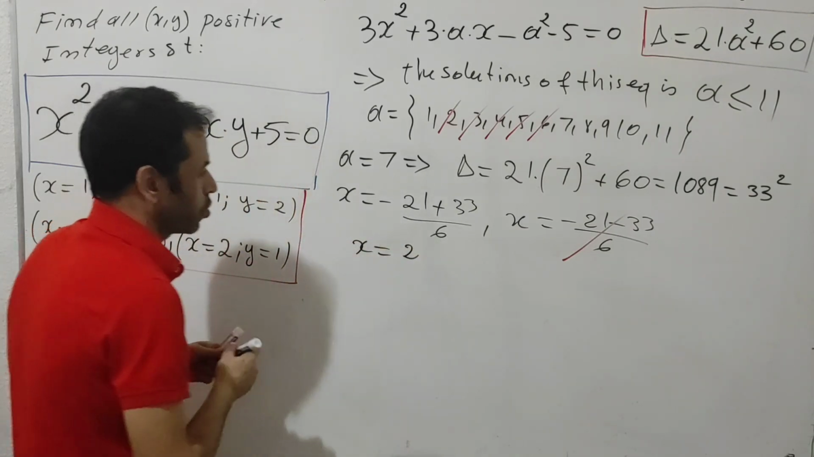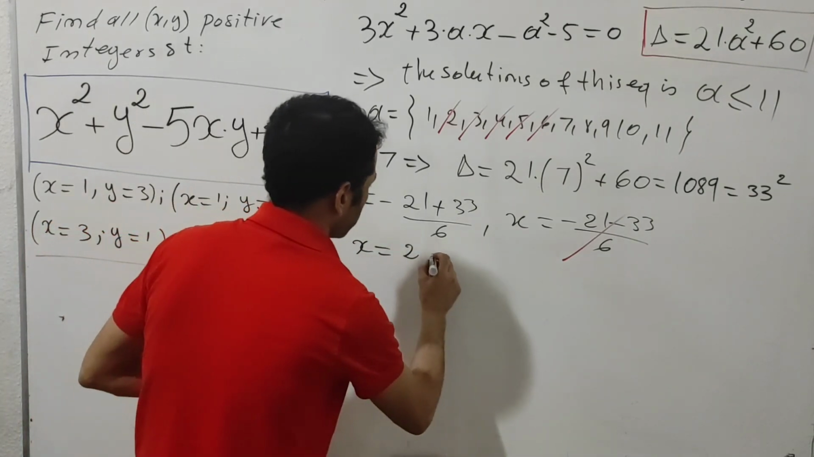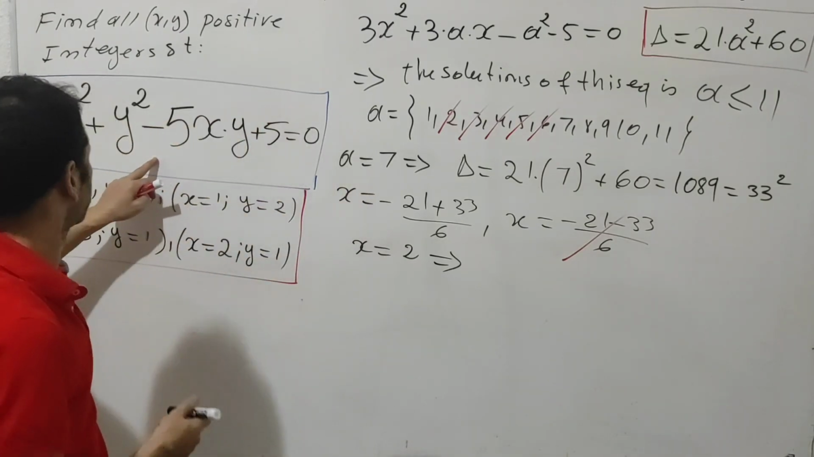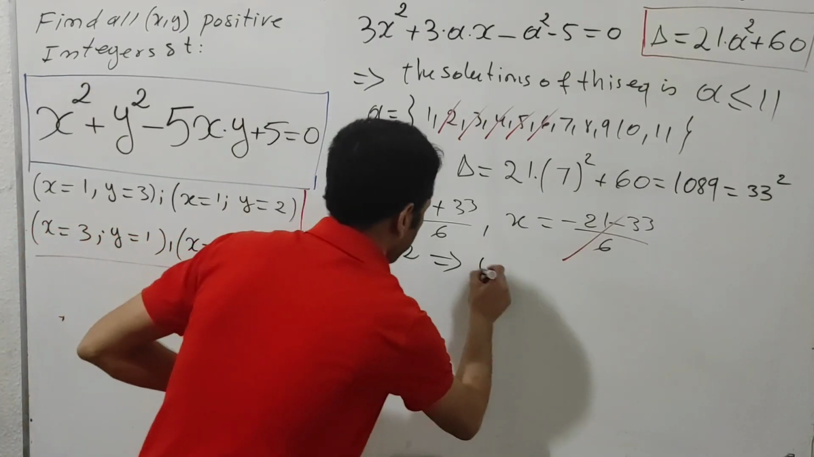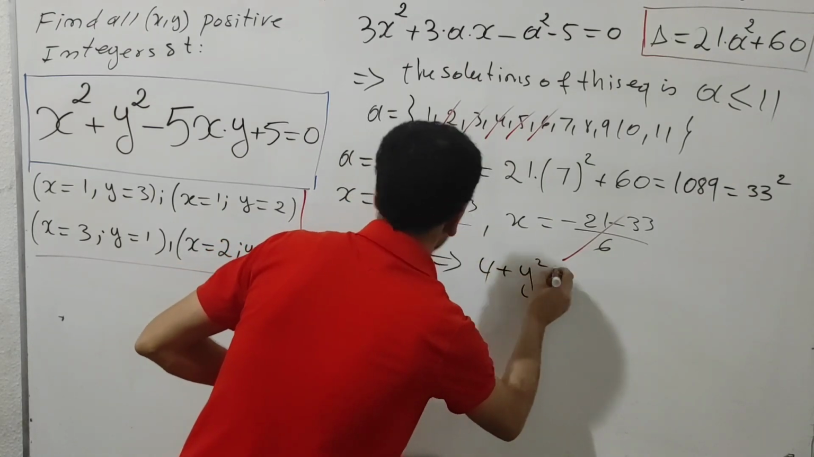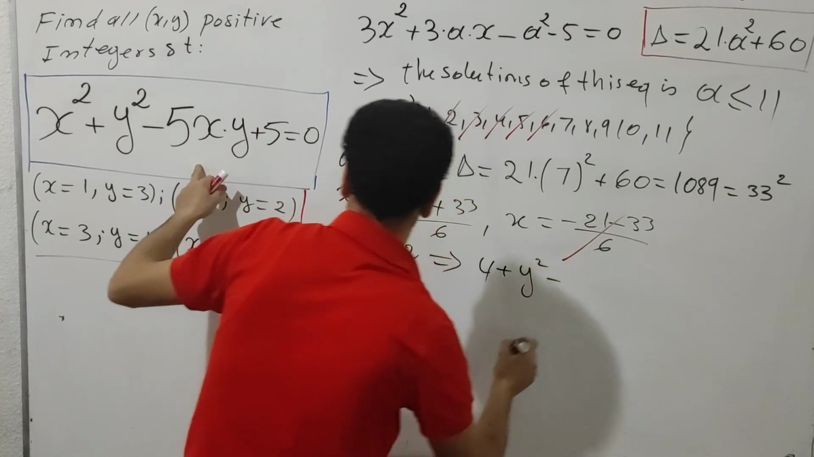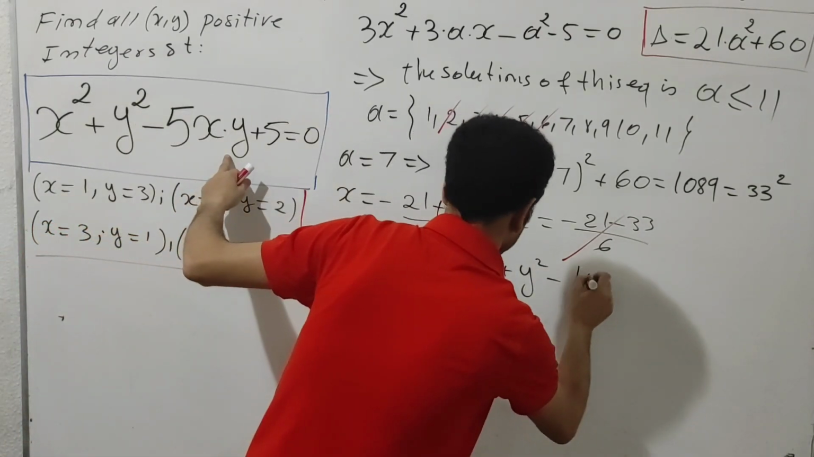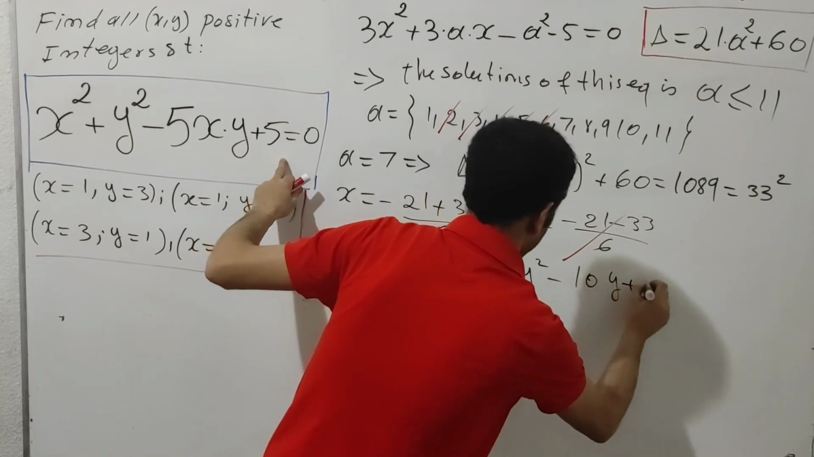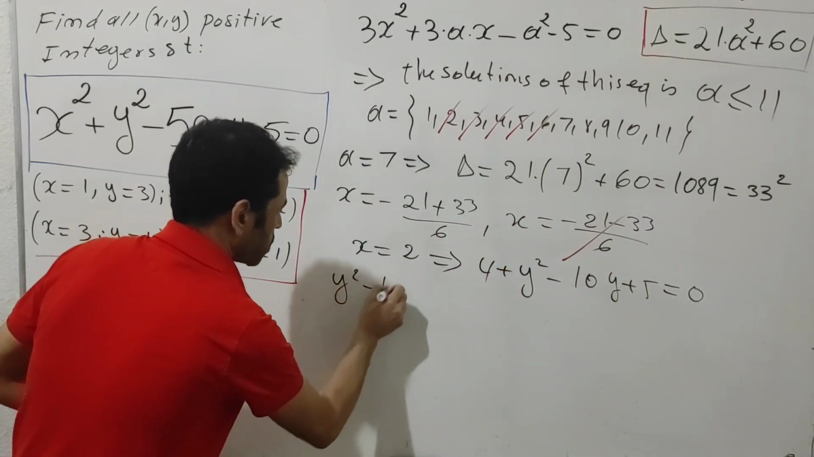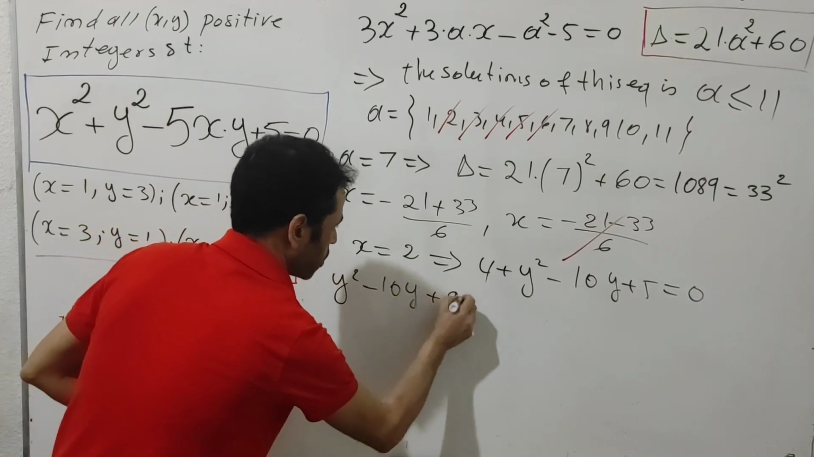Okay, so only one solution. I'm going to look for y by replacing number 2 into the original equation to see what it gives us. So we'll have 4 plus y squared minus 10y plus 5 equals 0. Okay, so we'll have y squared minus 10y plus 9 equals 0.